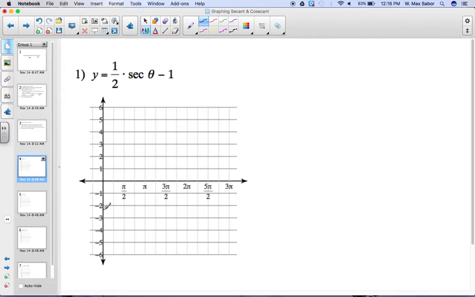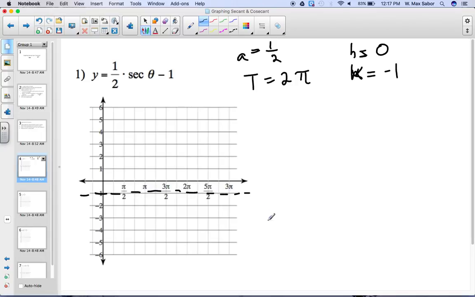First, I'm going to identify the amplitude, which is 1/2. The period, I frequently use capital T for the period, which is 2 pi. The horizontal shift is 0, and the vertical shift is down 1. So we're going to shift down 1 and draw our equilibrium line at negative 1.